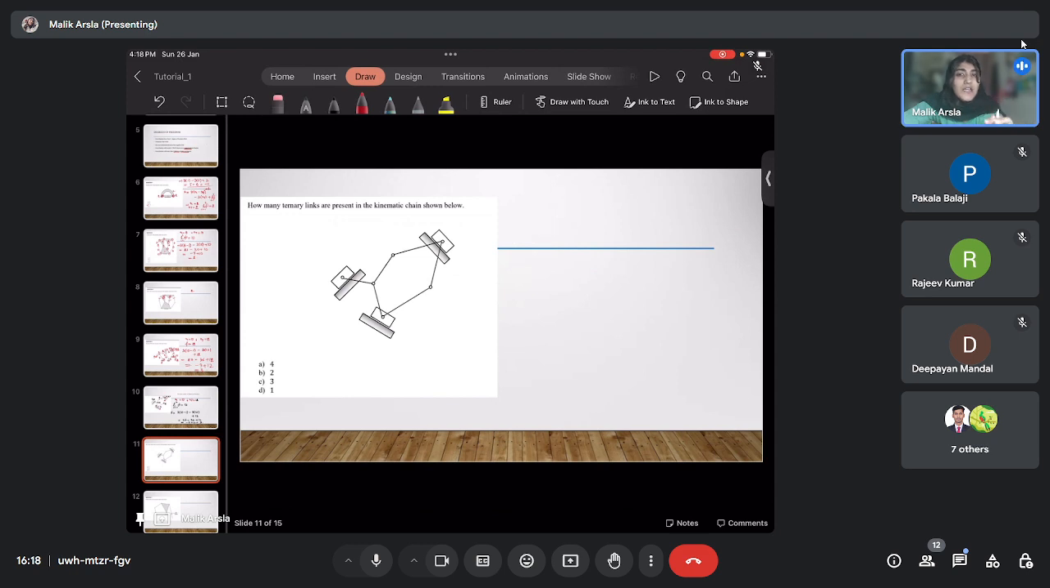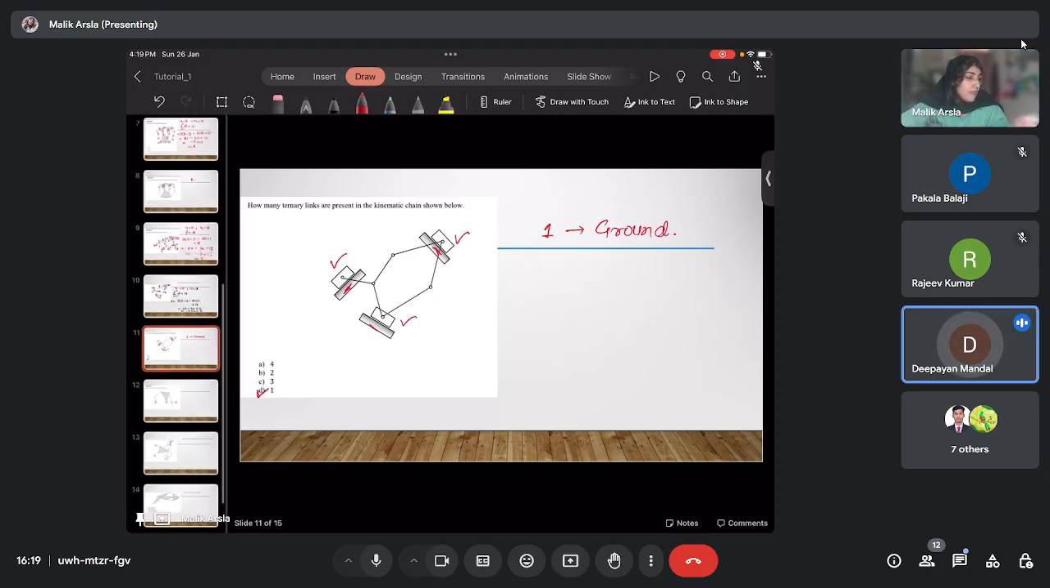A ternary link is a link which is connected to three links. When we count ground as only one, it has one connection with this, one connection with this slider, and one connection with this slider. So ground is the ternary link because it is connected to three links. The rest of them are connected to either one or two links. So the answer will be one, and that will be ground.